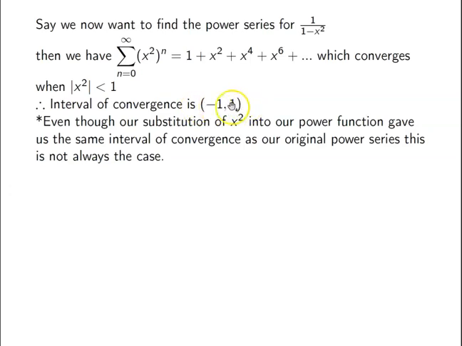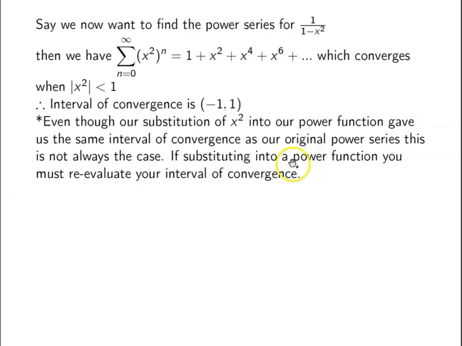I would have a different interval of convergence, obviously, right? I would have to subtract the 1 over here, or plus 1, whatever it is I'm adding in, and that's going to change the value here for this radius, okay? So just because in this case I came out with the same radius does not mean that's always the case, right? You have to work it through all the way each time. So if I'm substituting into a power function, I have to reevaluate my interval of convergence, right?